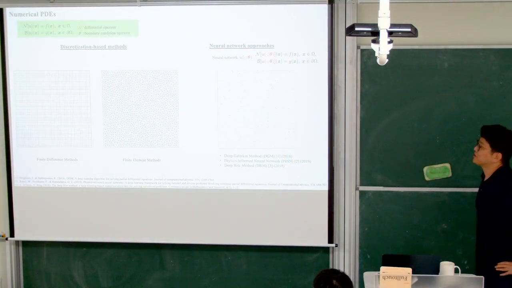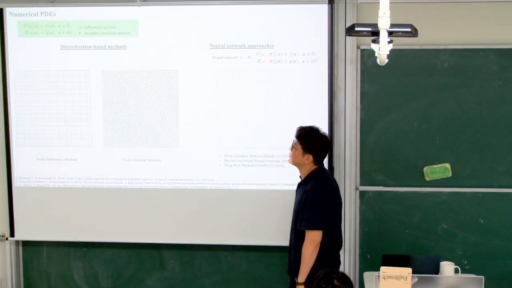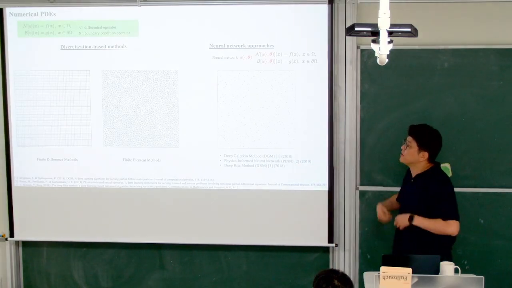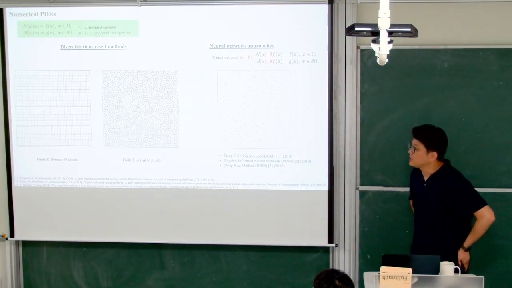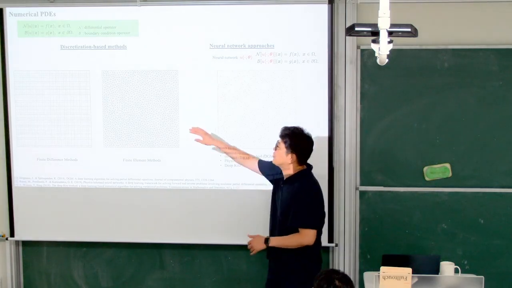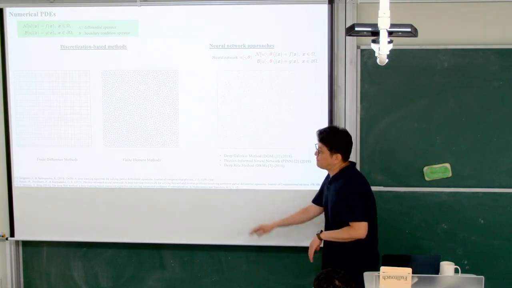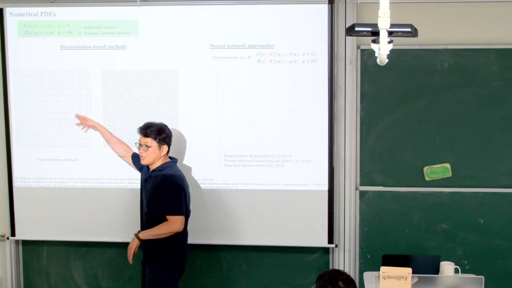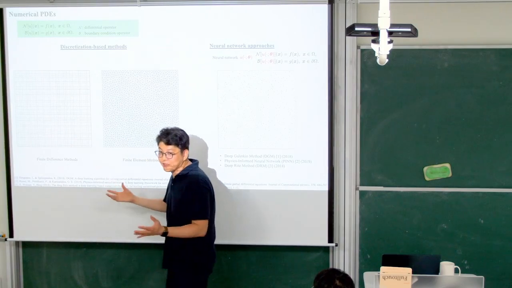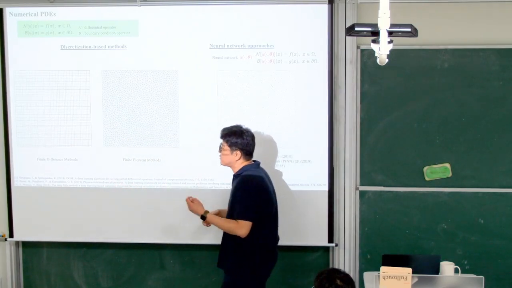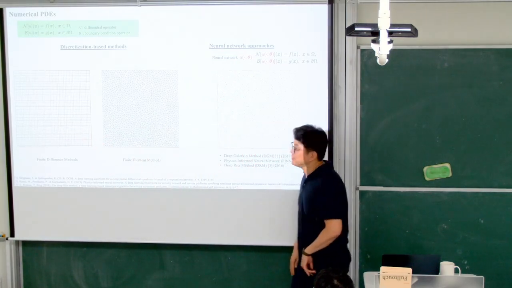Okay, let's start the math. We have a PDE where N is a differential operator and B is a boundary condition. When we solve the PDE numerically, there are well-known discretization methods such as the finite difference method or finite element method. The finite difference method discretizes the domain as grid points, and using those grid points, we discretize the differential operator to get an algebraic system for the solution at each grid point. So we solve that algebraic equation.